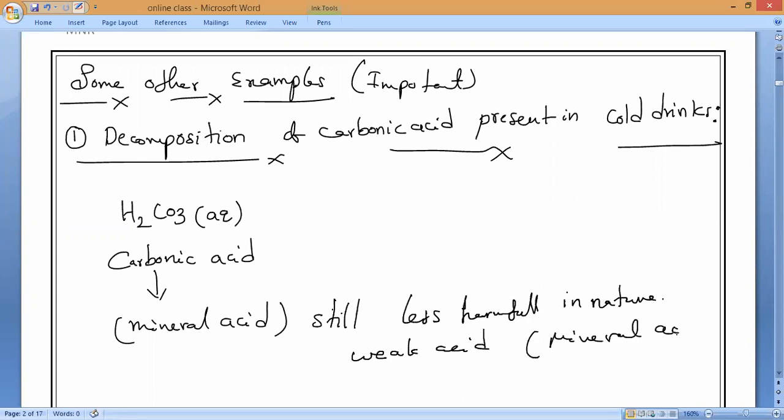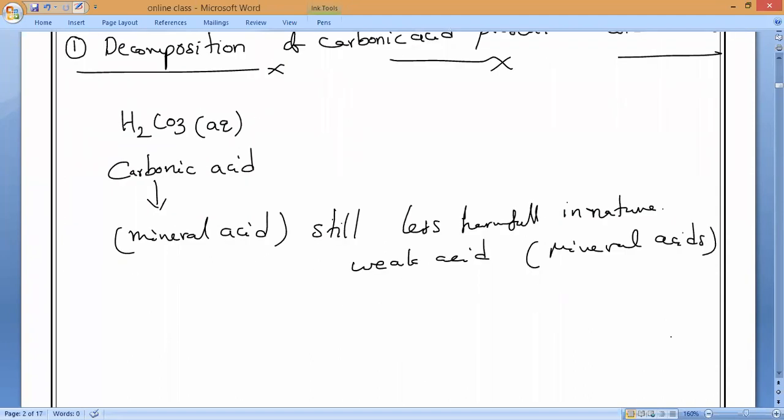Basically, all the mineral acids are what? Very strong acids. So all the mineral acids are strong acids, very dangerous. But out of all the mineral acids, which acid is the only weakest acid? That is carbonic acid. So that is what you have to remember. Now, what is the formula of carbonic acid? Carbonic acid is H2CO3.